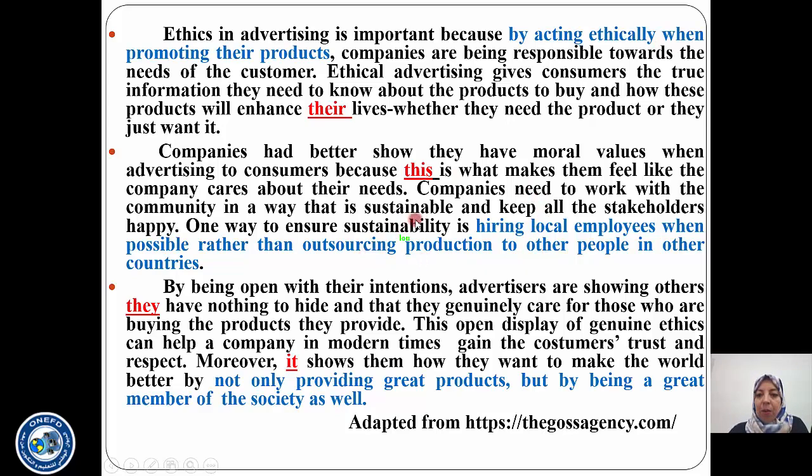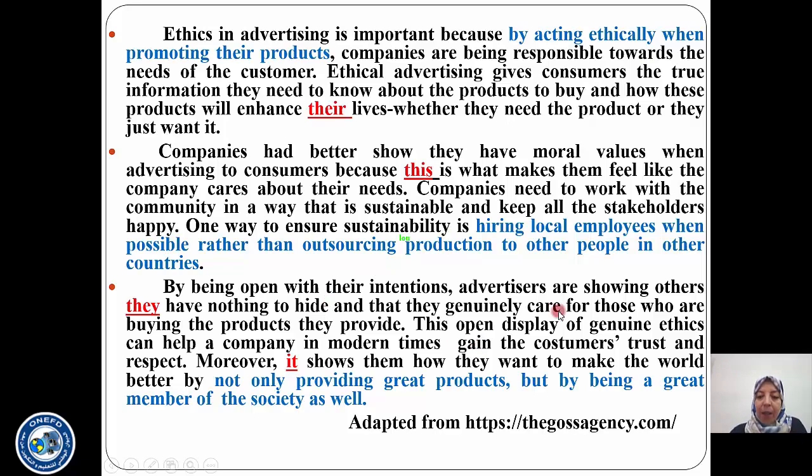So the next one, how should the company ensure a viable relationship? It is here. So one way to ensure sustainability or a viable relationship, it's a relationship that lasts, is hiring local employees when possible. Okay, it is employing local workers when possible, rather than outsourcing production to other people in other countries. Better than employing people from other countries.